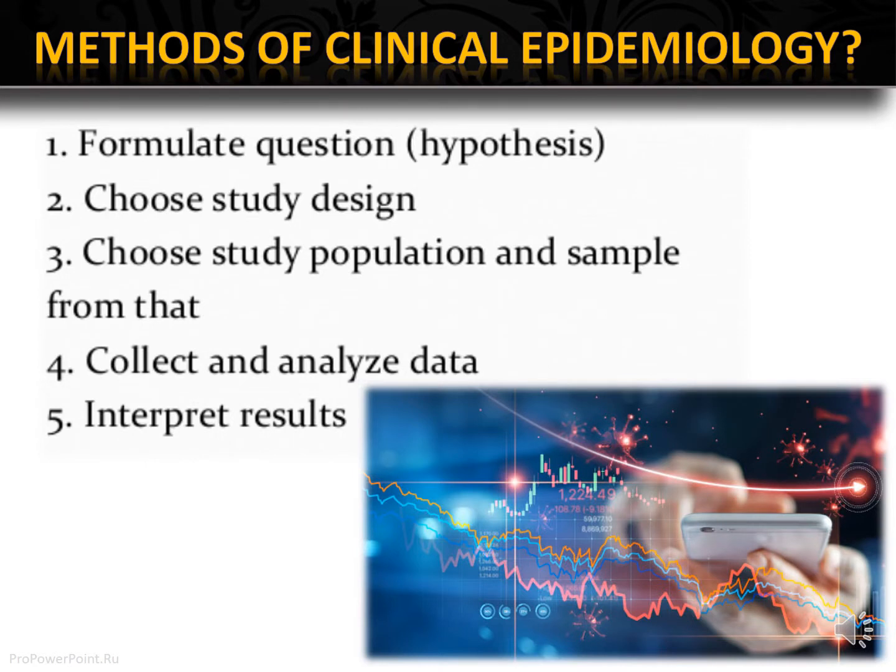What methods does clinical epidemiology use? You see five methods: formulate a question or maybe a hypothesis, choose a study design, which is a very necessary position for receiving reliable results, choose a study population and sample from it, collect and analyze data, and of course interpret results.